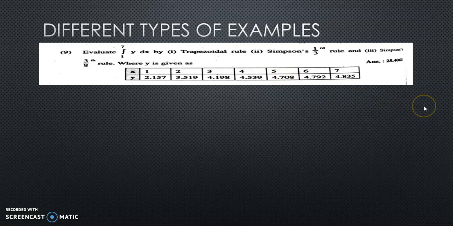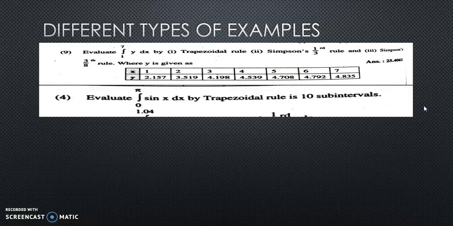Okay, now let us go to the next example. In this example you can see that this kind of table is not given, but what is given? The integral is given, the limits are given, 0 to pi sin x by trapezoidal rule, and it is mentioned as 10 subintervals. So what is this 10 subintervals? Here 10 is n, the number of intervals. So n is given to be equal to 10.